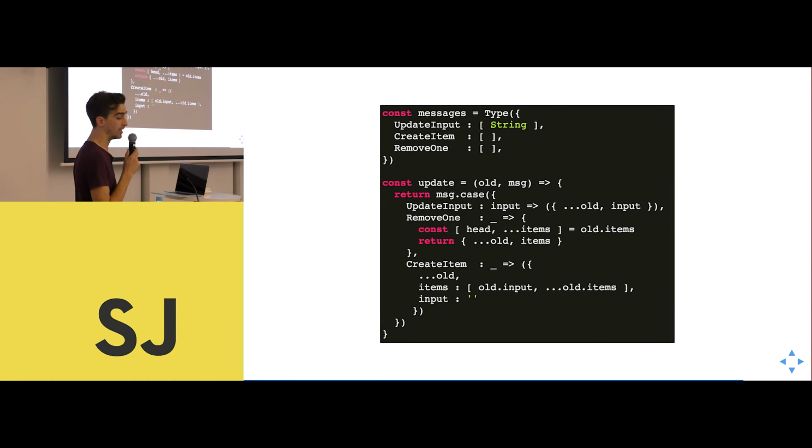It just exports one function, this type thing at the very top. So you can say I have a type, and I'm either going to update my input, create an item, or remove one, and that string is the arguments that it has. And then you can later on case on it. So if you have some kind of a message, you can call case and check if it was update input, do that thing, remove one, or create item, do that thing. So that's kind of like a Redux reducer right there.